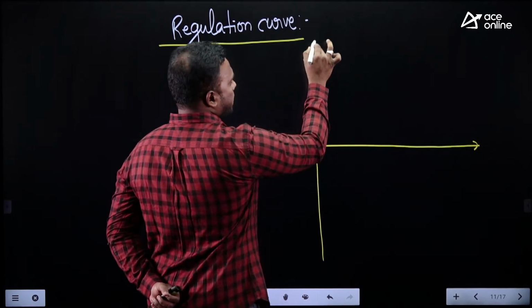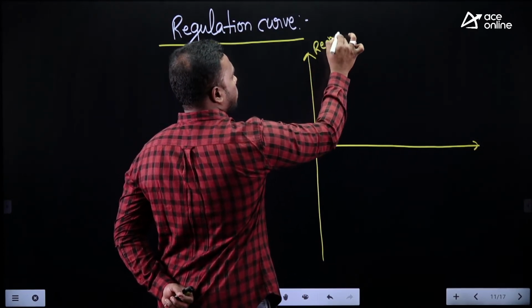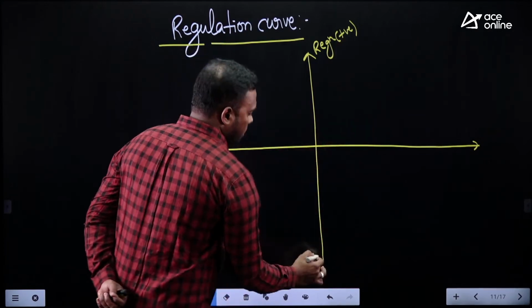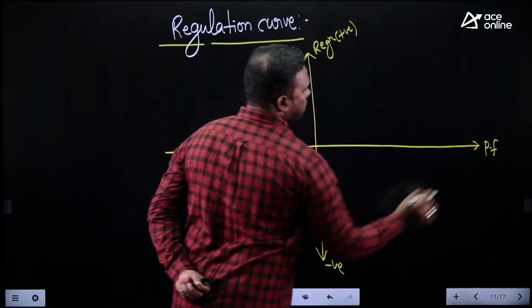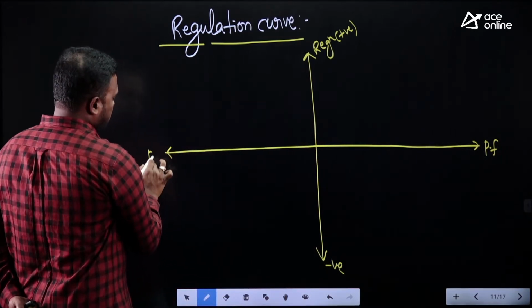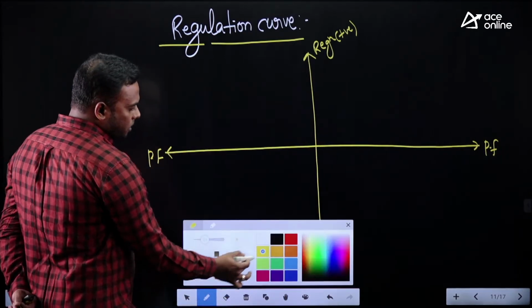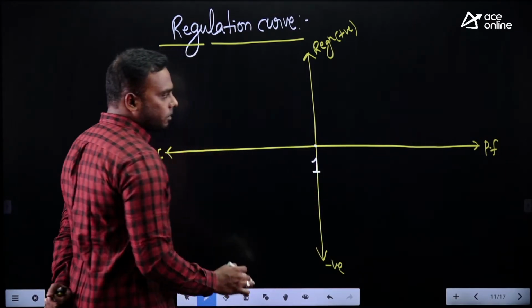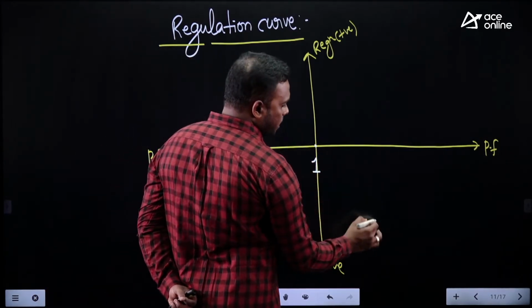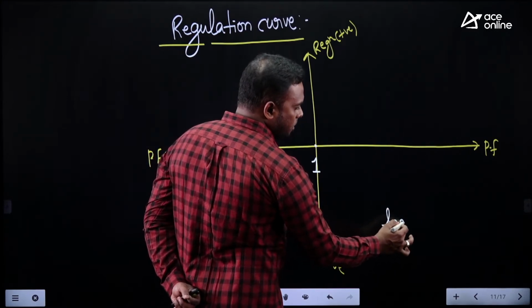On the y-axis we take regulation, positive regulation, and here negative regulation. This is power factor variation. The reference power factor is unity power factor. At the origin we take UPF. And towards the right side, let us take lagging power factor.